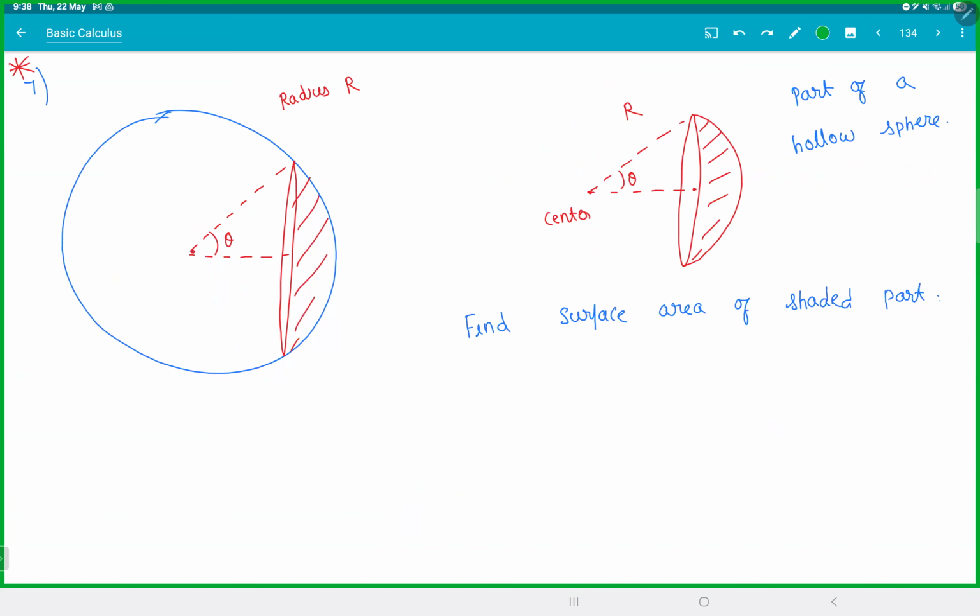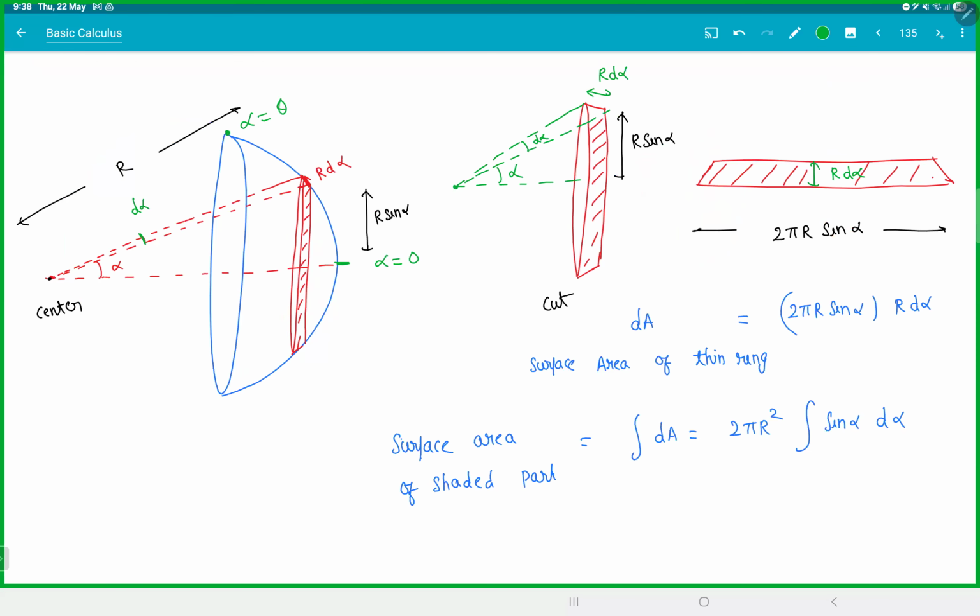When alpha is rotating, look here. Alpha is rotating like this. Alpha is 0, alpha is 20, 30, 40, 50, and alpha stops here. As it is rotating, alpha goes from 0 to theta and stops. So when you have taken elements here, the limits will go from 0 to theta.